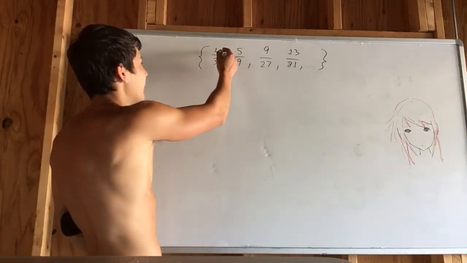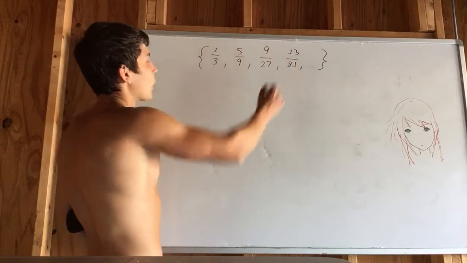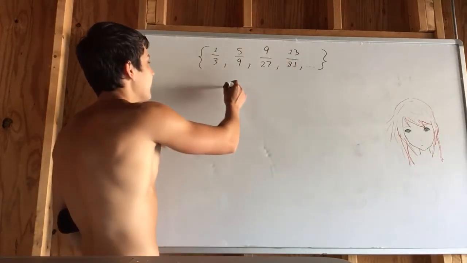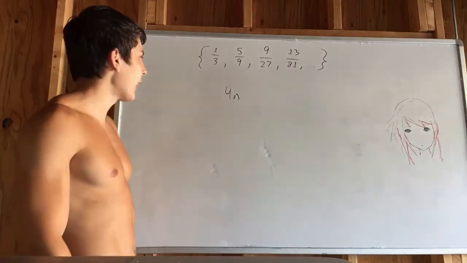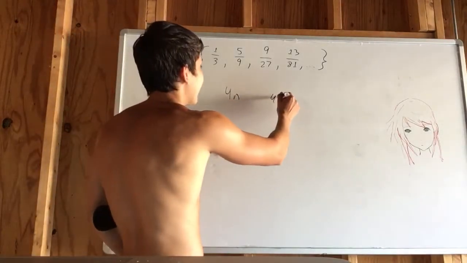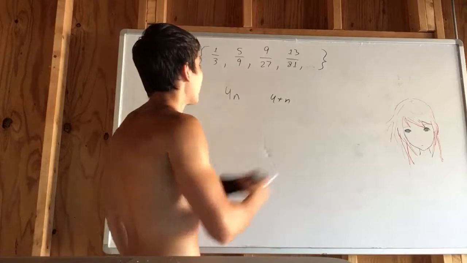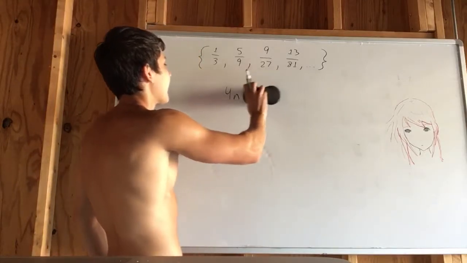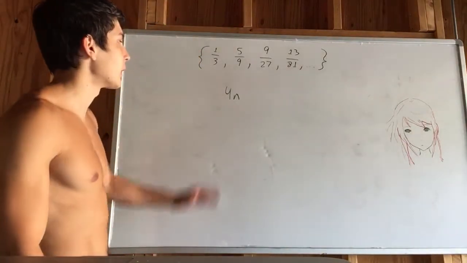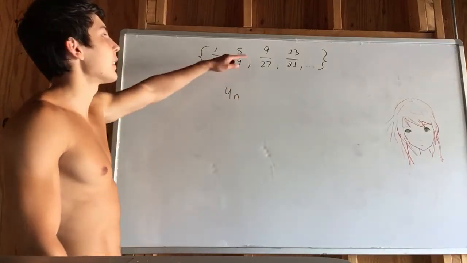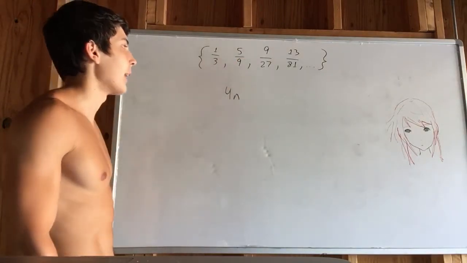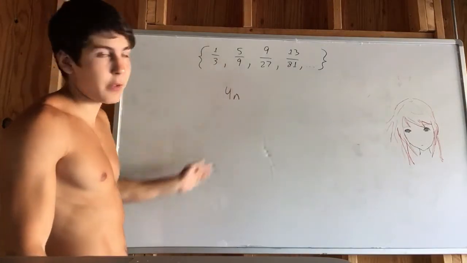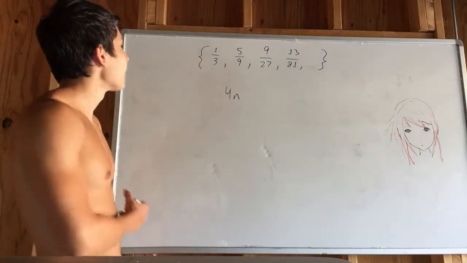Let's look at what's happening in the numerator. We're adding 4 each time. That tells you that you have 4n. So it's not 4 plus n, or n plus 4, or anything like that. It's not n to the power of 4. No, it's 4n. Whenever you see addition of 4 in a sequence, you do 4n. If we were adding 3, we would do 3n, and so on.